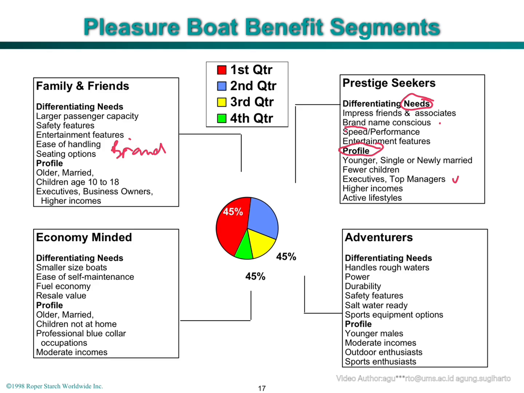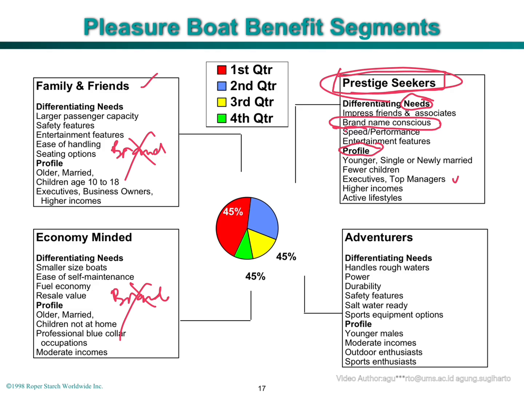There is no brand. But for the prestige seeker, this is the important point: the branding. So when your company has no good brand, you can set the target on the prestige seeker. Maybe you can set your target on the family and friend segment, with your product designed for the family and for the economic minded.